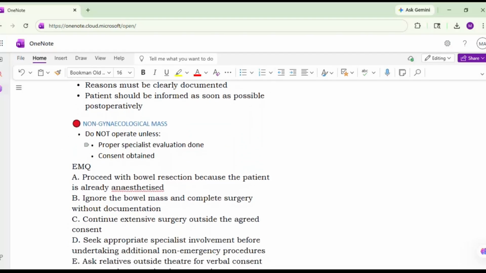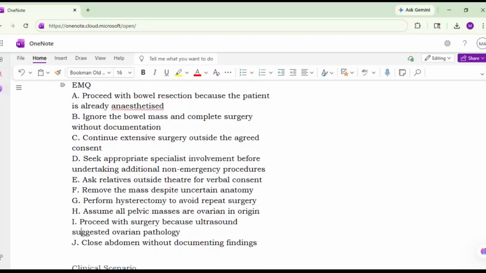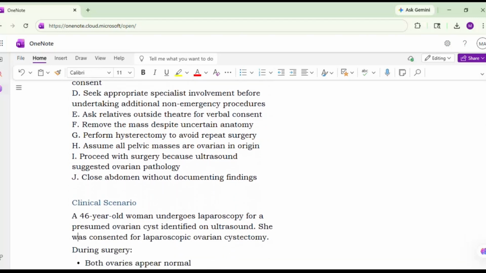Then non-gynecological mass. Suppose you come across a non-gynecological mass in the operative field, do not operate unless proper specialist evaluation is done and consent is obtained. Most of the time this is an unexpected finding. What you will do is take a specialist opinion, and only with consent will it be operated, but it will require another sitting, not the same sitting. For that also we have one question.